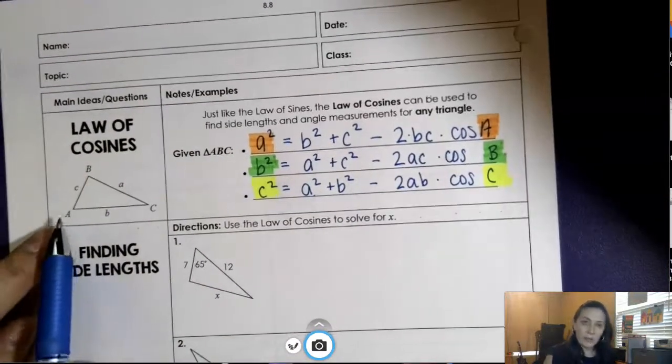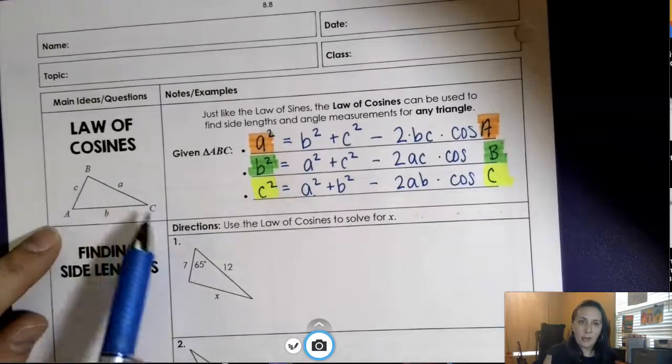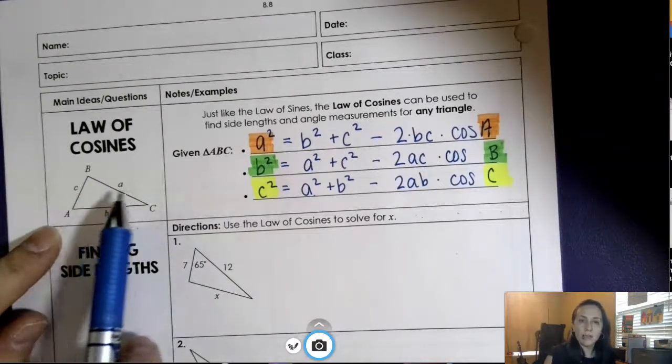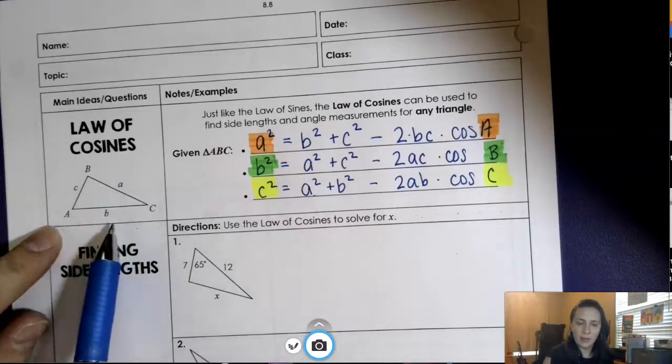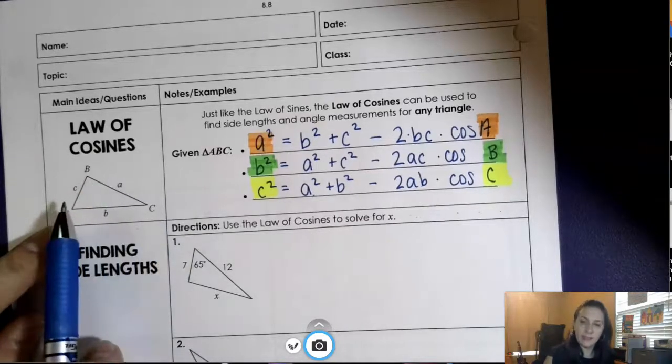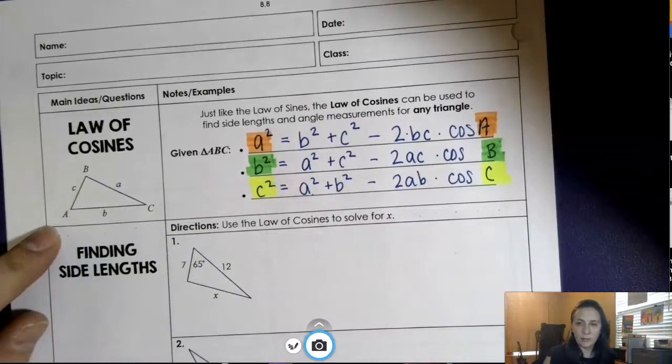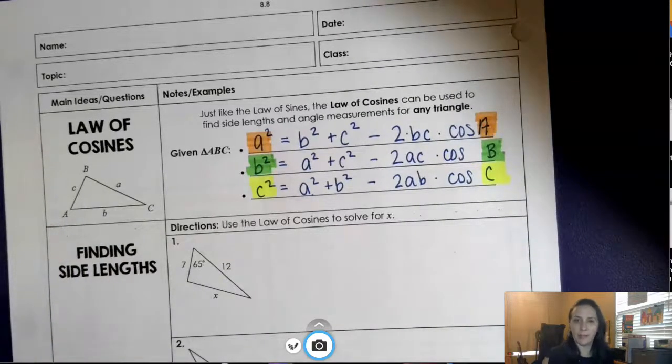Remember that the angles are all your capital letters, capital A, capital B, capital C. Across from angle A is lowercase a, so that's your side A. Across from angle B is side B. Across from angle C is side C. The sides are represented by the lowercase letters, and the angles are represented by the uppercase letters.